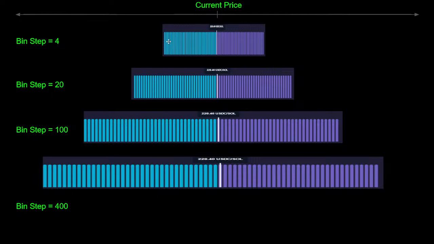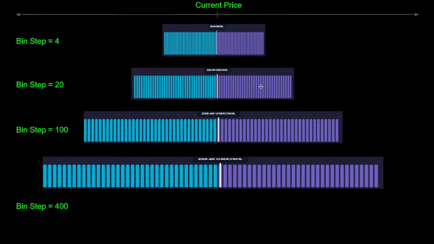But because the range is smaller, your liquidity will be more concentrated, which means this height, which is the concentration of liquidity represented by the height of these bins, shows that you have more liquidity within the smaller price range. However, in the case of a larger bin step, the width of these bins increases, which means the price point at which these swaps happen increases. And you get a wider range in which your liquidity will be placed.